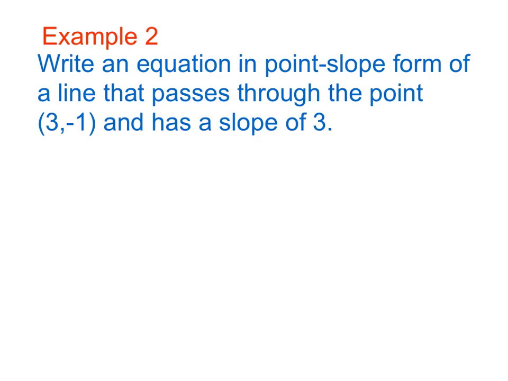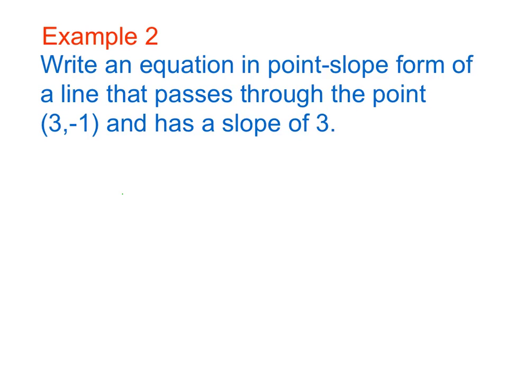Alright, so here's another similar example. We still want to write an equation in point-slope form for a line that passes through the point 3, -1 and has a slope of 3. So if we start with the point-slope form, we've got y minus y1 equals m times the quantity in parentheses x minus x1. And again, we go up here, we're given this is our x1 and this is our y1, and we know that this is going to be our m because that's the slope. So we're just going to take those values and plug them into the equation.